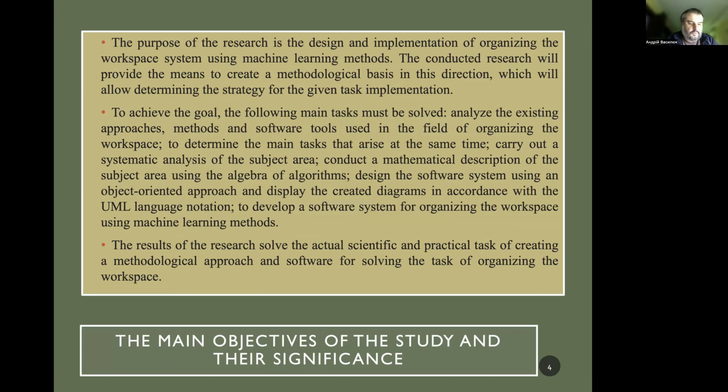To achieve the goal, the following main tasks must be solved: analyze the existing approaches, methods, and software tools used in the field of organizing the workspace, to determine the main tasks that arise at the same time; carry out a systematic analysis of the subject area; conduct a mathematical description of the subject area using the algorithm; design the software system using the object-oriented approach, and display the created diagrams in accordance with the UML language notation; and develop a software system of organizing the workspace using machine learning methods.